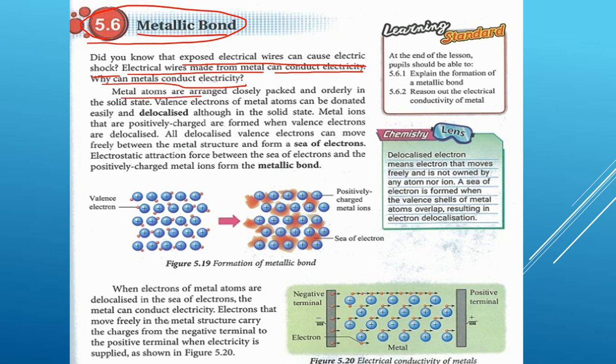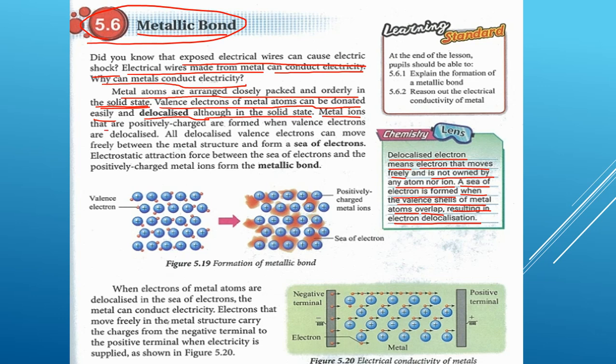Okay, metal atoms are arranged closely packed and orderly in solid state. Valence electrons of metal atoms can be donated easily and delocalized although in solid state. What is delocalized? Delocalized electron means electron that moves freely and is not owned by any atom nor ion. A sea of electrons is formed when the valence shells of metal atoms overlap, resulting in electron delocalization. So that is the meaning of delocalized electron.